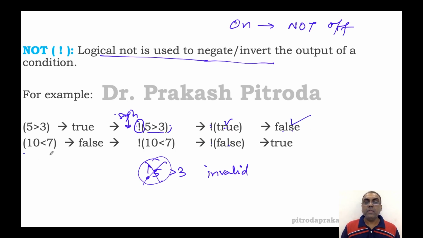So 10 less than 7 is a false statement. But the moment I say not of 10 less than 7, 10 less than 7 is false, so not false means true. At some stage you will say as long as you do not press Q, the program should continue. So we will see when we apply this logic, this particular operator, in our condition.